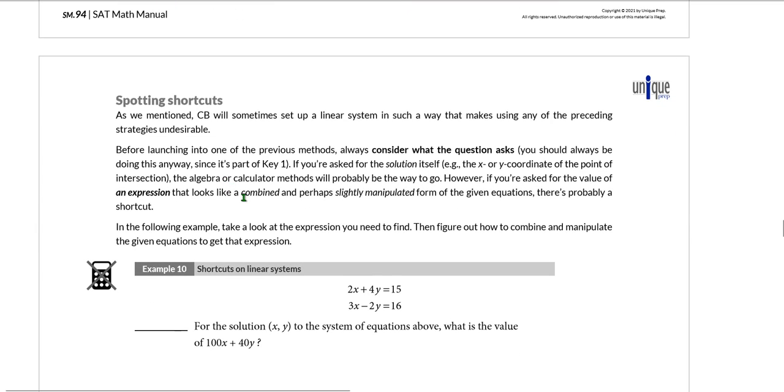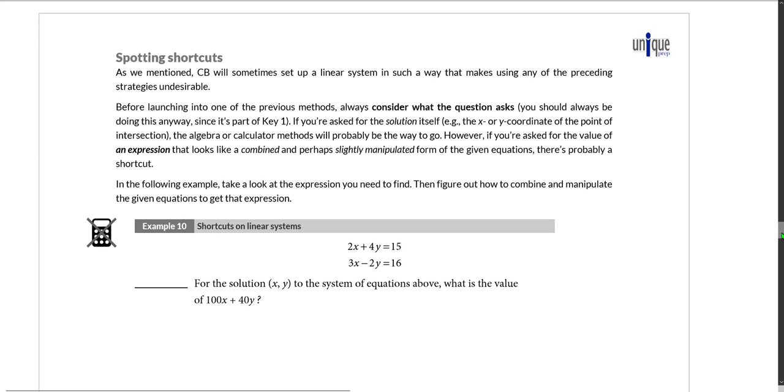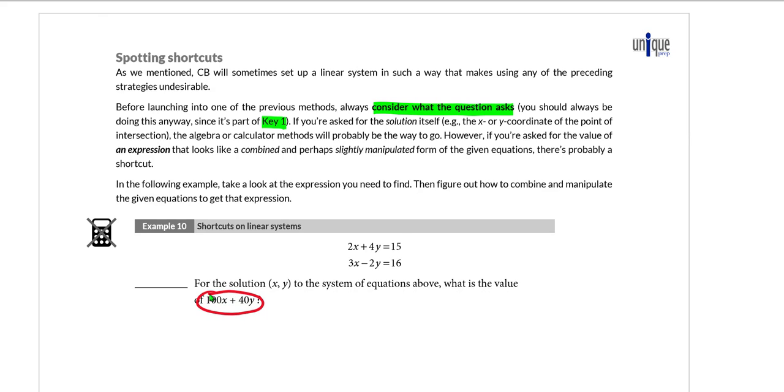We're going to do another example of this on the next page where we talk specifically about spotting shortcuts. So again, before you do anything on a system of equations question, you should always consider what the question is actually asking you. That is key number one, so you should be doing this in general. But on a linear systems question, really take a good hard look at what they are asking you, because what they are asking you may be some kind of a rearrangement of, or combination of, or multiple of the sum or difference of the two equations that you were given.